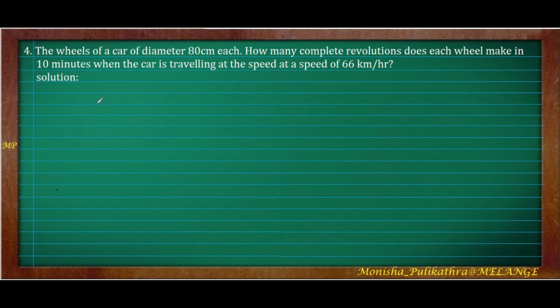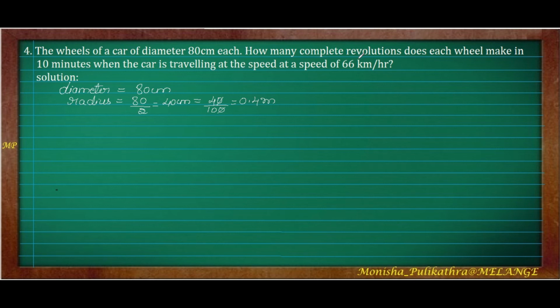Moving on to the fourth question. The fourth question is: the wheels of a car of diameter 80 centimeter each. So the diameter given here is 80 centimeter. So the radius will become 80 divided by 2, that is 40 centimeter, which I will convert into meter. It will become 40 by 100, so that is 0.4 meter. So this is converting centimeter into meter.